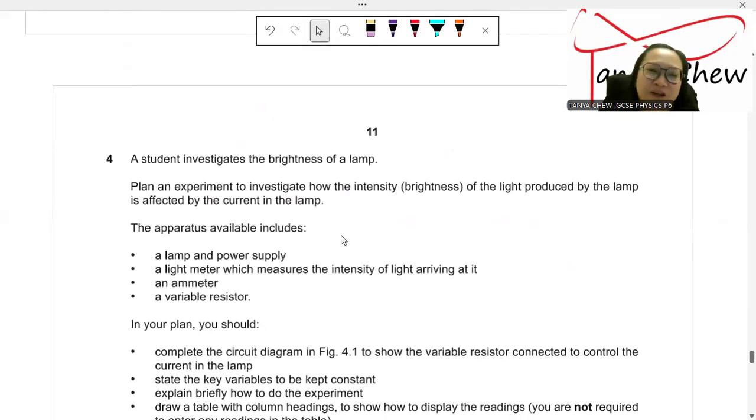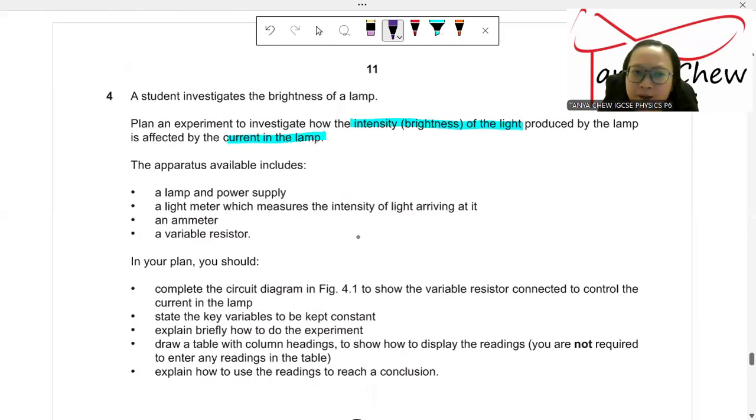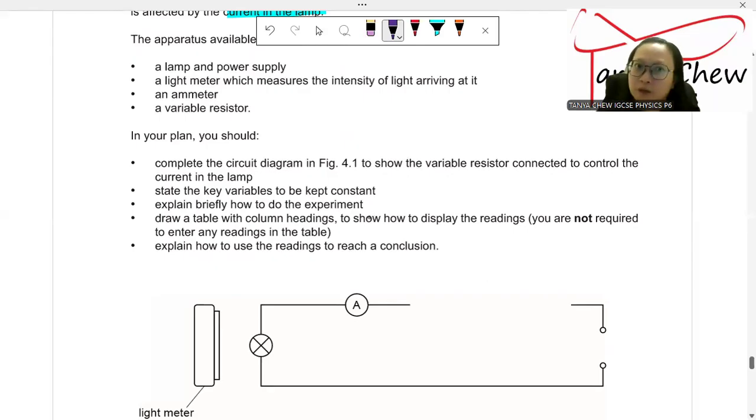Right. Now, number 4, last question. A student investigates the brightness of a lamp again. Plan an experiment to investigate how the intensity, meaning the brightness, of the light produced by the lamp is affected by the current in the lamp. The apparatus available includes a lamp and a power supply, a light meter, which measures the intensity of light arriving at it, and a variable resistor. In your plan, you should first complete the circuit diagram in Fig 4.1 to show the variable resistor connected to control the current in the lamp.